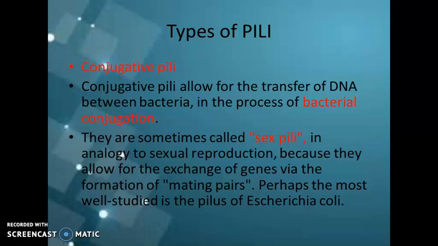They are sometimes called sex pili in analogy to sexual reproduction, because they allow the exchange of genes from the donor to the recipient through the formation of mating pairs. Perhaps the most well studied is the pilus of Escherichia coli, or E. coli. This conjugation process is mostly studied in this organism.